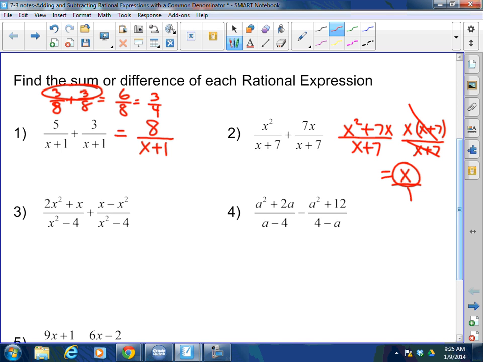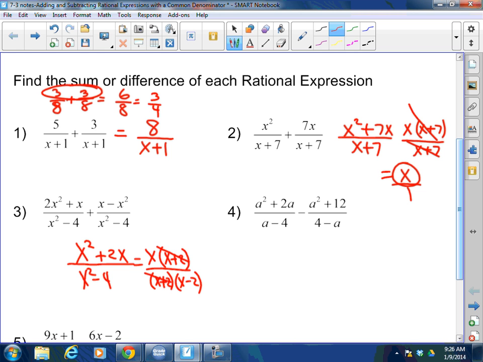Here I've got 2x squared plus x over x squared minus 4 plus x minus x squared over x squared minus 4. You could factor the bottom and make it x plus 2 times x minus 2, but why? You've already got a common denominator here, so let's see step by step how we would do this. This is going to be 2x squared minus x squared, so that's x squared. And then x plus x is plus 2x over x squared minus 4. Now go ahead and simplify. Take out an x, so I've got x times x plus 2 over x plus 2 times x minus 2.